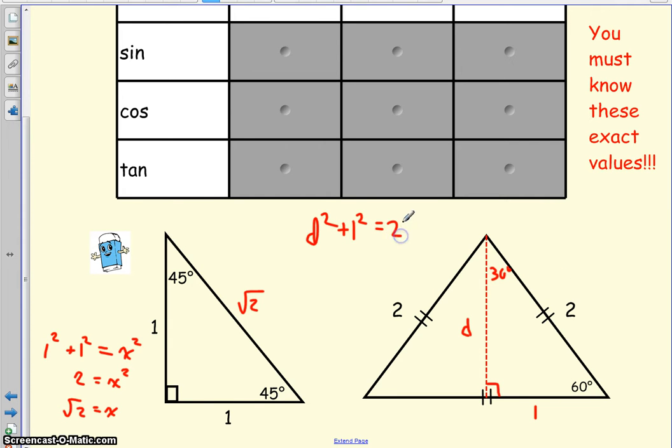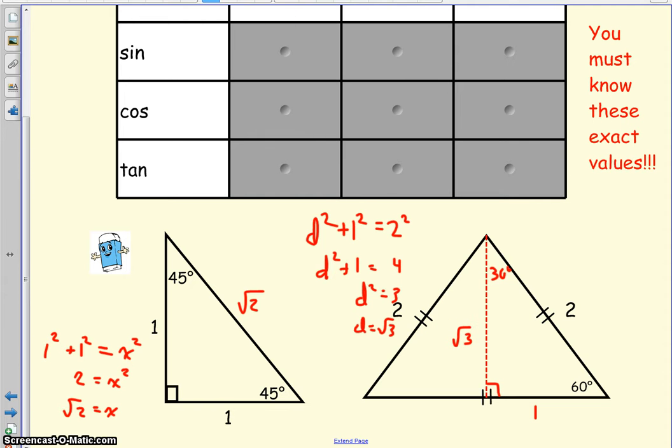The hypotenuse is 2, so I get 2 squared. So I get D squared plus 1 equals 4. So D squared equals 3. So D is equal to the square root of 3. So now what I actually have inside this triangle is all three lengths and all the angles again.